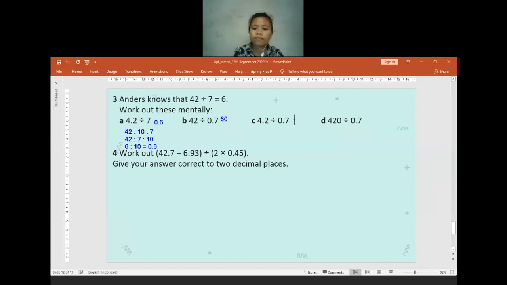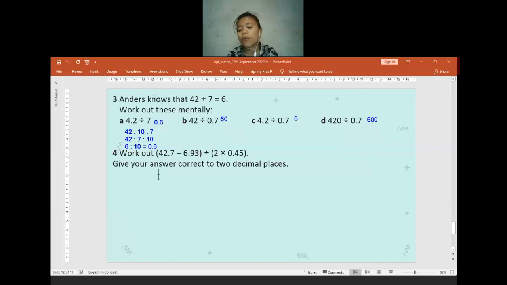Thank you. For question C, yeah, correct. It will equal 6. Thank you. Question D, 420 divided by 0.7. Yes, correct. It will be 600. Thank you to those who already texted me through the chat box. Is there anyone having any confusion or maybe a different answer? You can tell me, so I will re-explain the one that you are still wrong on.